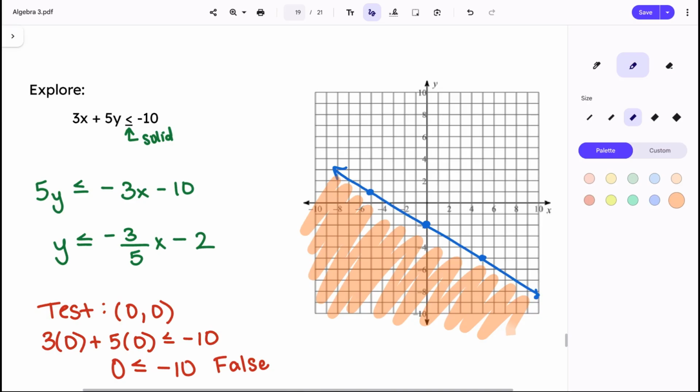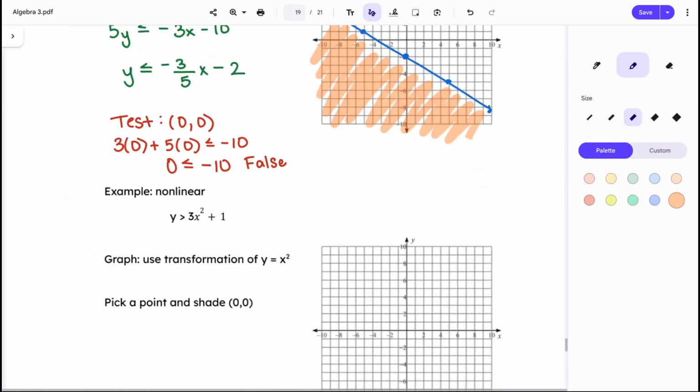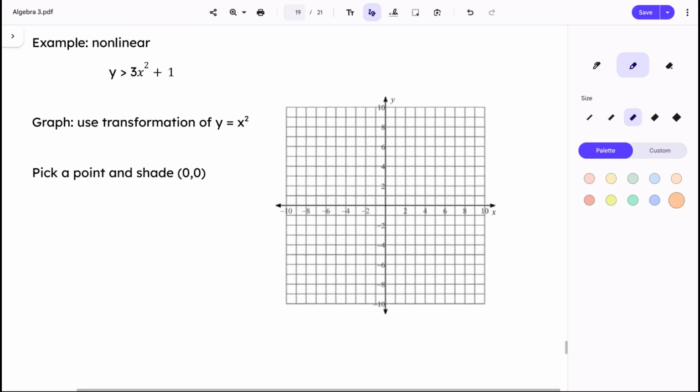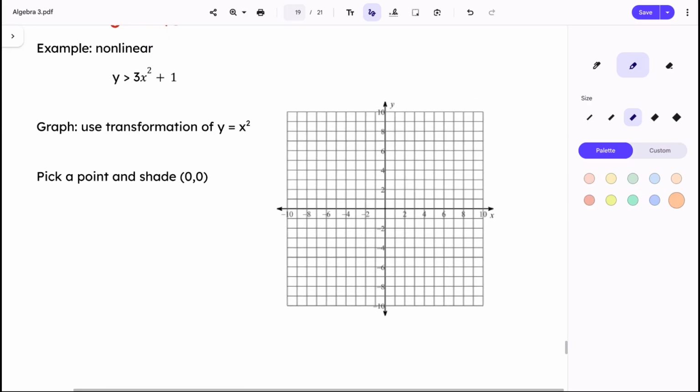All right, any questions on those linears? All right, now we have inequalities with nonlinear equations too. So we're going to talk about these cases next. So you won't always have a line. Sometimes you'll have something that looks like this one. Okay, what kind of graph do we have here? Just by looking at the equation, what is this going to make? A parabola, because it's got the x squared. So we know this is going to be a U-shaped graph. And so we're going to maybe use what we've done in the past to help us graph this.